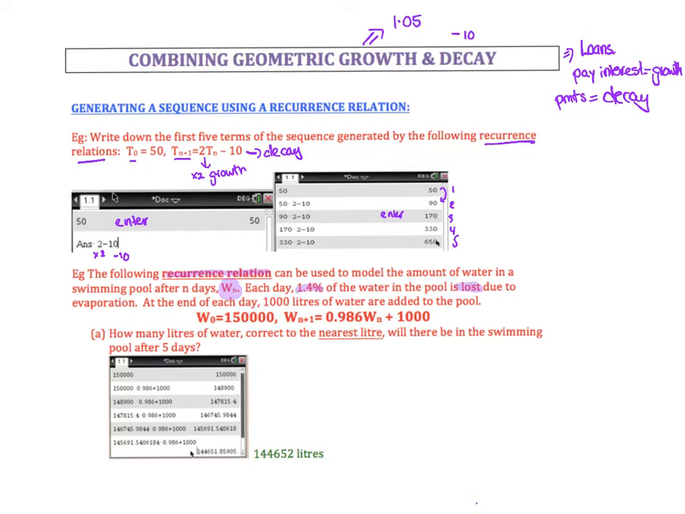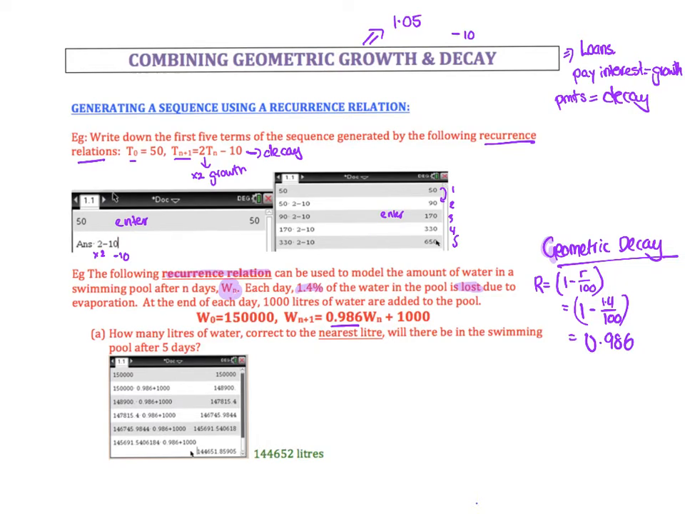So this is actually a geometric decay, because if you're losing it, it's like a reducing balance. So if you remember, we did 1 minus the rate over 100. So in this example, it's 1 minus 1.4 over 100. So you can see our rate, or what we're timesing it by, should be 0.986. So that's where they've got that value.